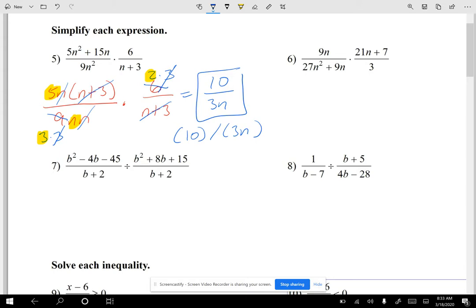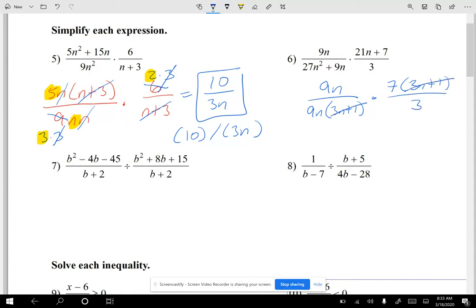Looking at question number 6, I have 9n over, let me factor from the bottom of the first fraction, let me factor a 9n. So that's going to give me 3n plus 1 times. On the second fraction, on the top, let me factor a 7. That gives me a 3n plus 1 over 3.